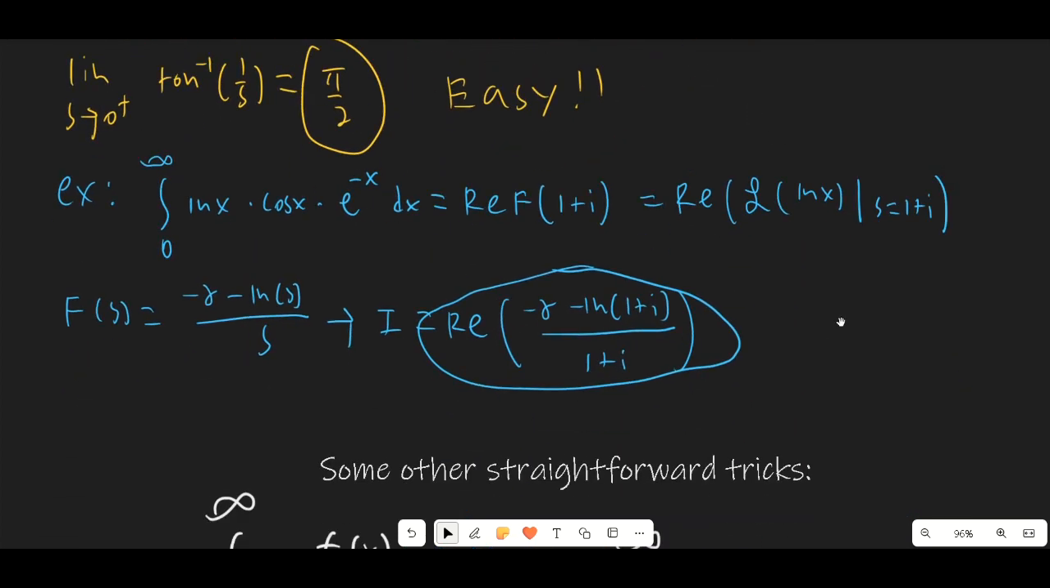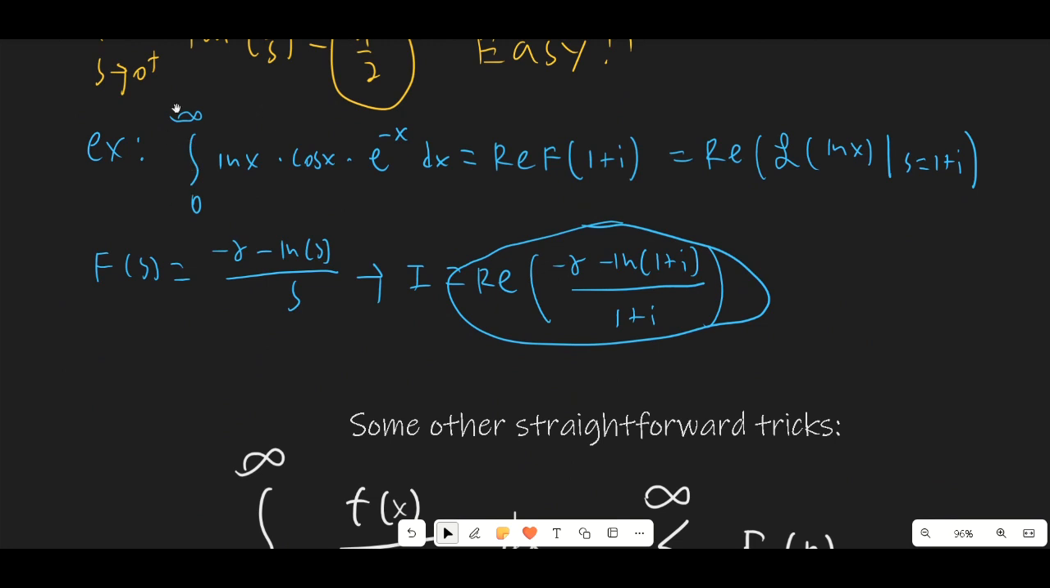Here's another cool example, something from a previous video. If we wanted to calculate the integral from 0 to infinity of natural log of x times cosine of x times e to the x, using our formula from above, we can just say this is going to be the real part of the Laplace transform evaluated at s equals 1 plus i, where we're talking about the Laplace transform of natural log of x. Right? So that's this right here. And the Laplace transform of natural log of x is just negative gamma minus ln s all over s. And so our integral I is just going to be the real part of this right here, which is not too difficult to calculate. It's just some algebraic simplification. Just like that, in 2 lines we have gotten done with all the tough integration, and that's it, right?